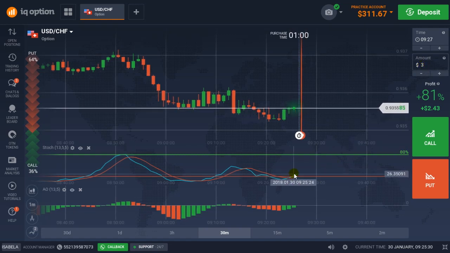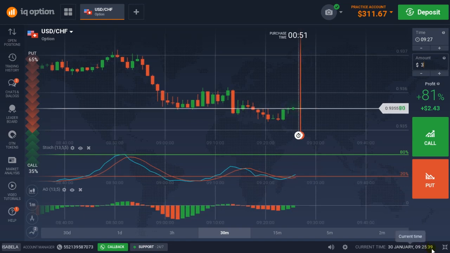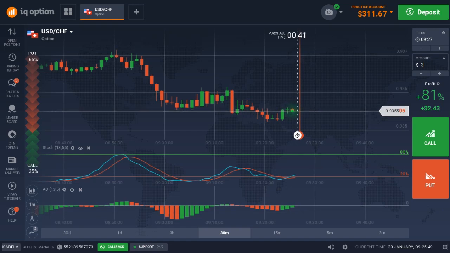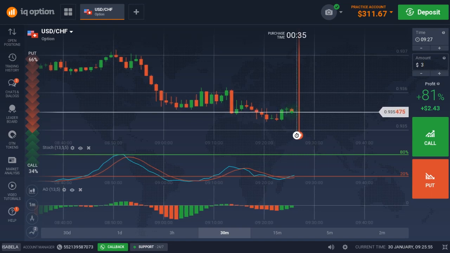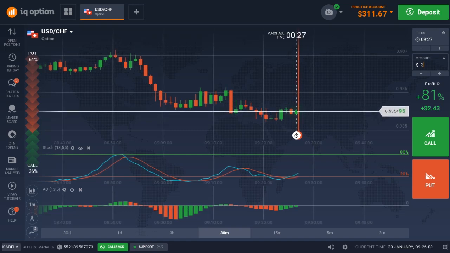Okay, so we're getting a crossing up above the 20% oversold level, starting to get green bars. I'm just going to wait for the next candlestick, which will happen in the next 15 seconds, to see if this is a definite signal telling me to go into a call trade or not. Doesn't seem so. Maybe. Oh yes.